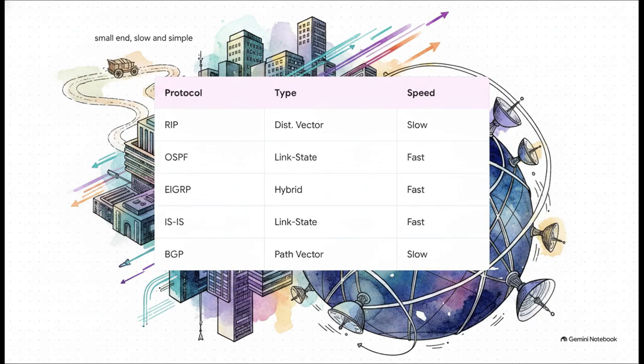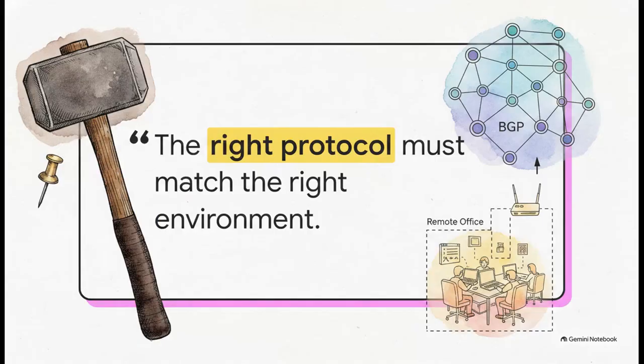This summary matrix gives you the absolute bottom line on how to match the right protocol to your specific network size and needs. You can see RIP sitting way over at the small end, slow and simple. OSPF and EIGRP dominate the enterprise space with their fast link state or hybrid efficiency. And finally, IS-IS and BGP step up to handle the massive, complex scale of service provider cores and the global internet itself. Which brings us right back to our core problem from the very beginning, perfectly summarized by this quote from our Virtualization Options source text.